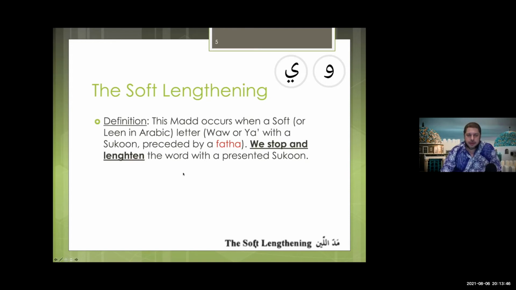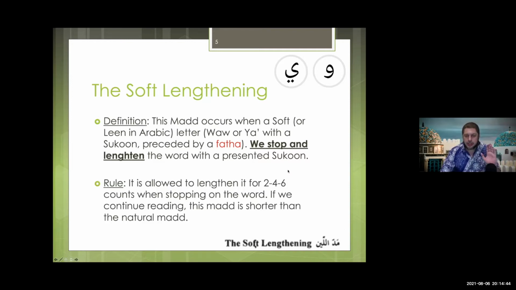So for instance, let's look at the definition. This mad occurs when a soft or lean letter in Arabic, here waw and ya, has a sukun on top of it, but it's preceded by a fatha. So in this case, they are both preceded by fatha. I said to you that usually the letters of mad are waw preceded by dhamma, ya preceded by kasra, and alif preceded by fatha. But in this case, both of these letters waw and ya are preceded by fatha, not kasra or dhamma. So what we do is we stop and we lengthen these two letters, waw and ya, u, e. And these letters have a sukun on top of them, okay? That's why it's a derived mad, derived because of sukun.